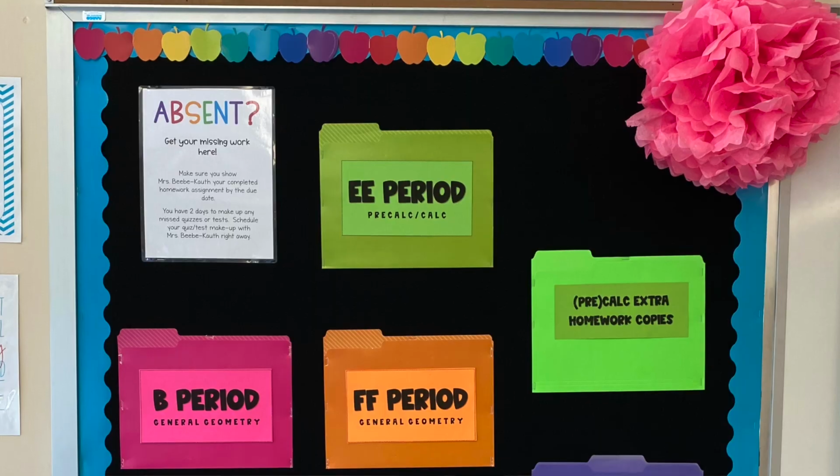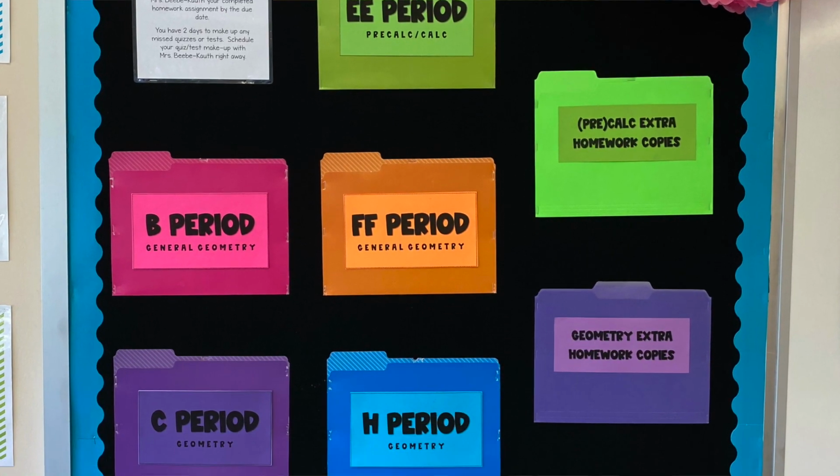Once I have all their papers gathered, I will staple this form to that paper, and then I'll put it in the folder for the class period that is stapled to the wall. There are folders for each class, they're color coded, and they are labeled. So if a student is absent from A period, they can go over to the A period folder and find their packet with their name on it. What I love about this is that it's visual. If there is something there for someone, you're going to see it because it's sticking out of the folder.